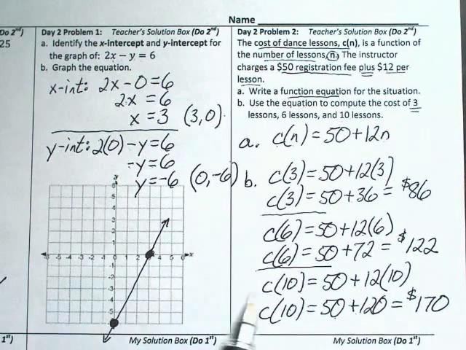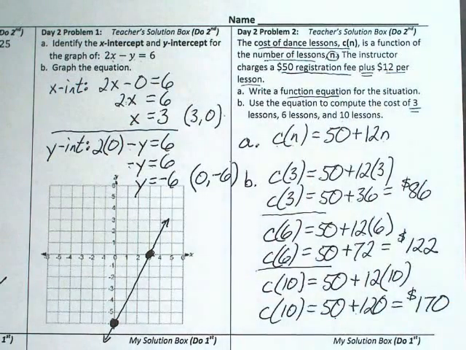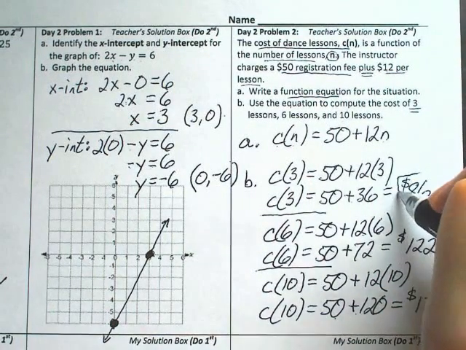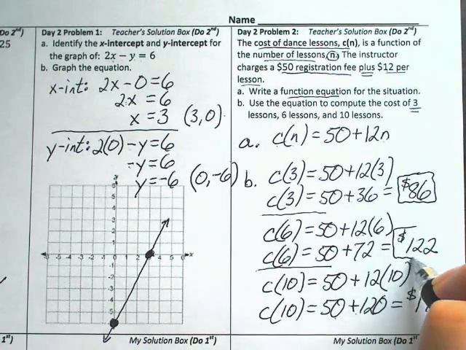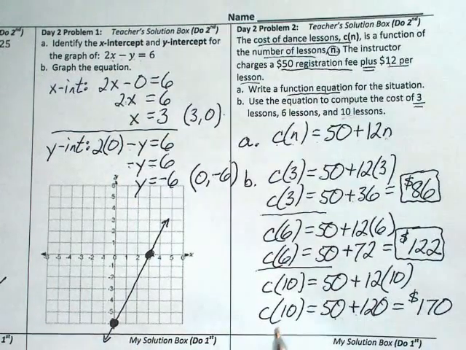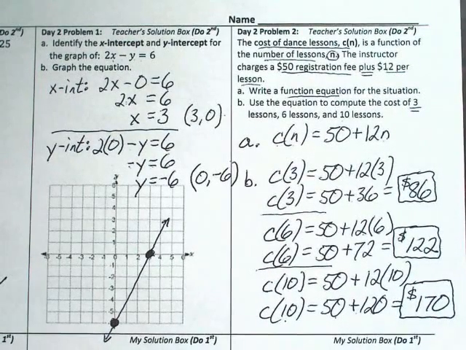So for part B, we were asked to find the cost of 3 lessons and 6 lessons and 10 lessons, and we have done that. 3 lessons is $86, 6 lessons is $122, and 10 lessons is $170.